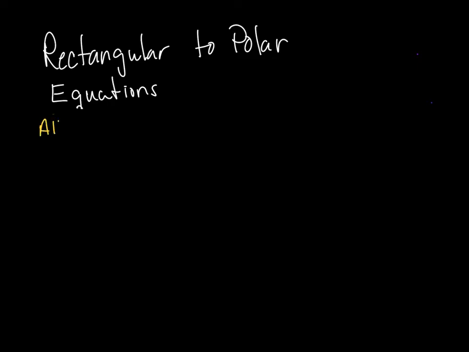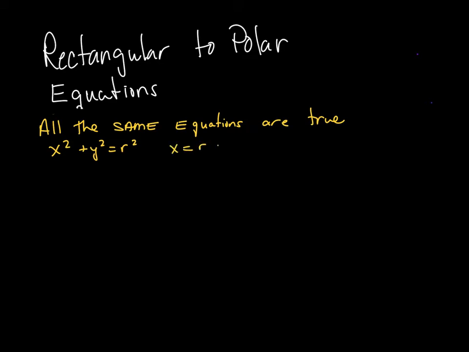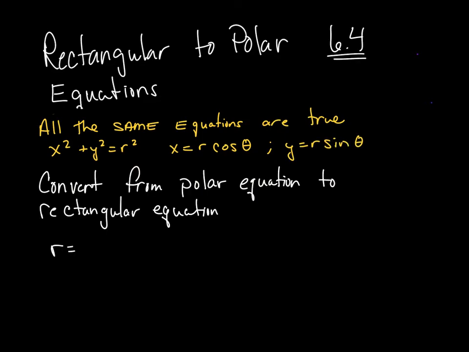Okay, so rectangular to polar equations. We are going to use all of the same equations to convert that we did in the last section, which are x squared plus y squared is equal to r squared, x is equal to r cosine of theta, and y is equal to r sine of theta.